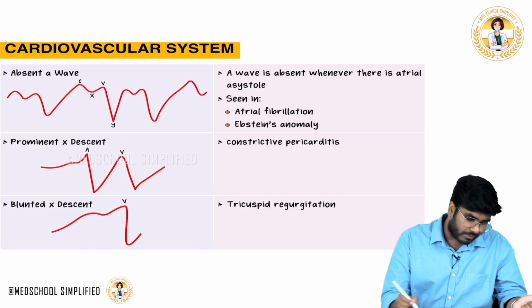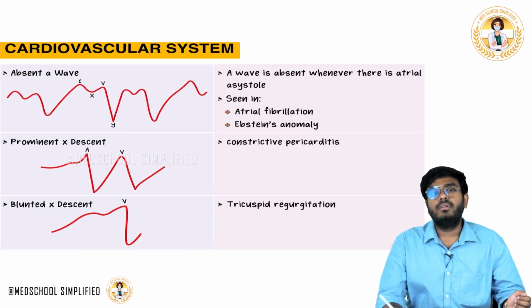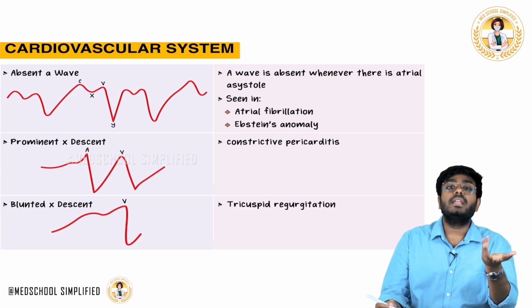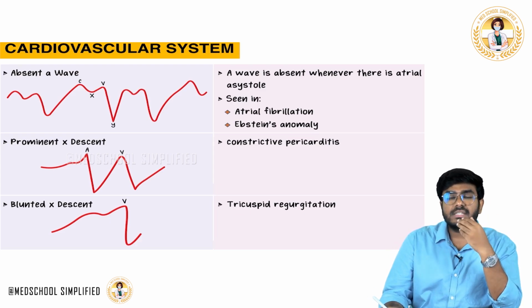So what is happening with the A wave? There is absence of A wave. Again, A wave is because of the atrial contraction. If there is no A wave, means atrial contraction is not there. In which conditions you will have no atrial contractions?